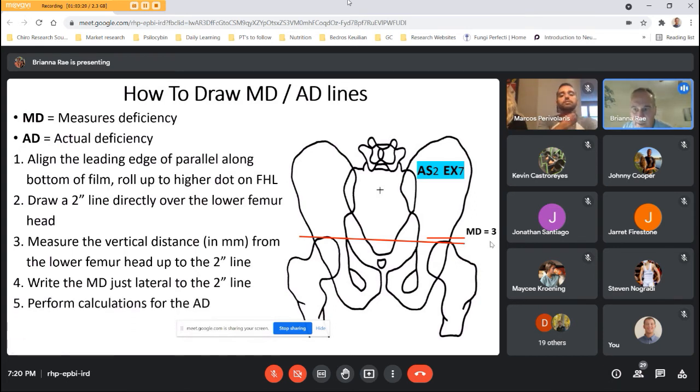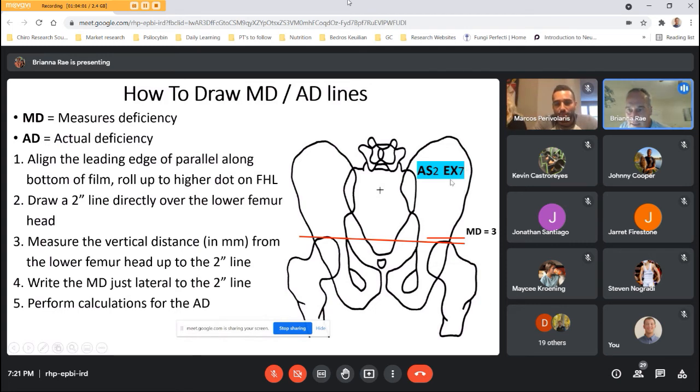And then we're going to perform the calculation for the AD. So let's just do that. Is that a married or a mixed listing? AS2EX7. Mixed. It's mixed, okay? And what are we going to do with these subscripts? Subtract them. So 7 minus 2 gives us 5, doesn't it? And 5 times 40% is what? 2. 2, okay? So what is the primary subscript?